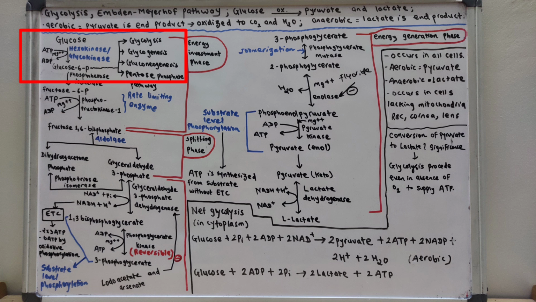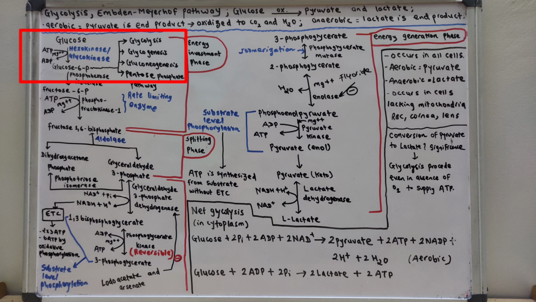You have to know that in this first reaction glucose is phosphorylated to glucose 6-phosphate by hexokinase or glucokinase. Both hexokinase and glucokinase are isoenzymes. The topic hexokinase versus glucokinase I have already discussed in the previous video. I want you to see that. So this phosphorylation of glucose to glucose 6-phosphate is an irreversible reaction which is dependent on ATP and magnesium.